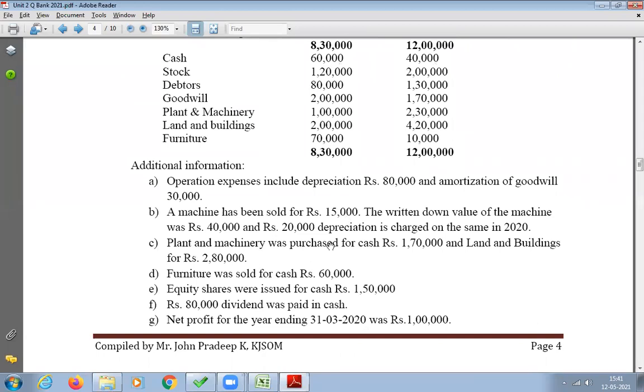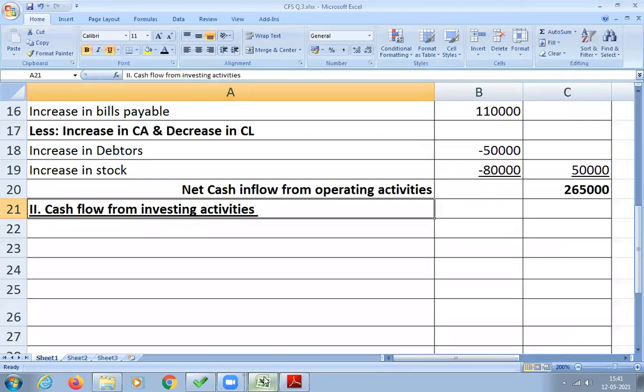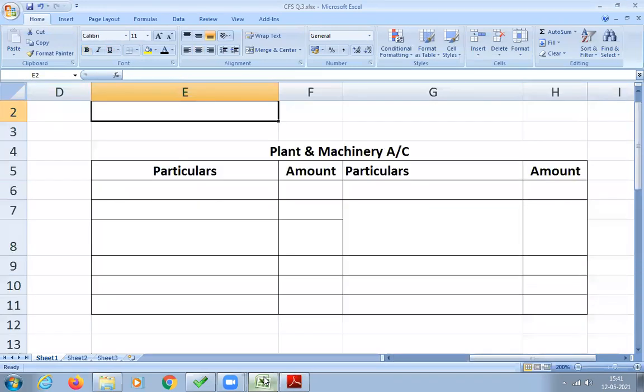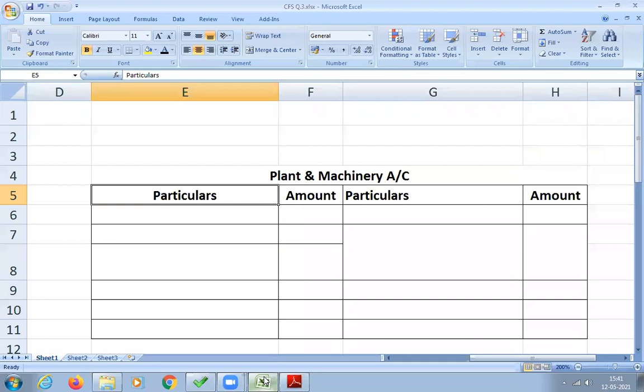So it's better we do the ledger. Let us do the working note. You can leave it here. Now go to the working note and prepare the plant and machinery account. All of you draw the table for the working note.